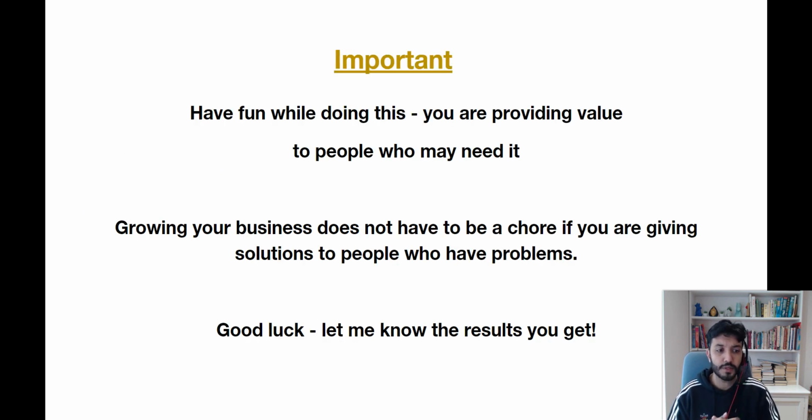Here's something very important just at the end. You've got to have fun doing this. You are providing value to people who may need it. You're not spamming them. You're not trying to sell your services. You're coming with a giving mindset, trying to provide value to someone. Growing your business does not have to be a chore if you're giving solutions to people who have problems. You're coming to them with solutions to their problems, so they will be grateful for this.